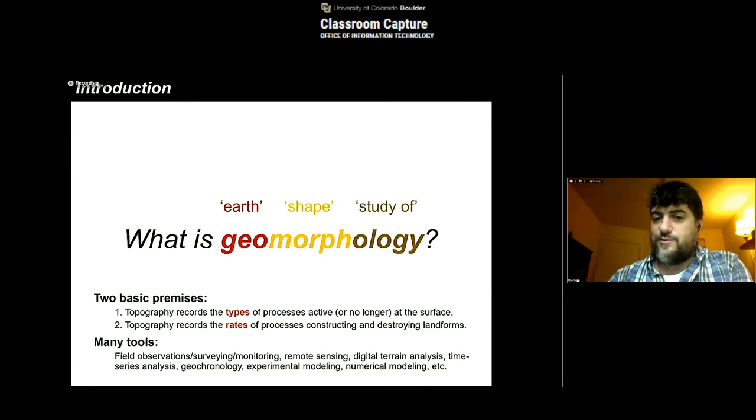There's lots of tools that folks like myself use, including field observations. You might have seen folks who do field surveys, monitoring of like stream flow, fluxes of soil, fluxes of sediment being produced, things like this. We use a lot of remote sensing. We spend a lot of time working with topography, so that means doing digital terrain analysis. Similar in spirit to some of the work you guys were doing last week, actually, only looking at the bare Earth instead. Time series analysis like I'll talk about today, and then of course numerical modeling, experimental modeling, and getting rates and dates of things using things like geochronology.